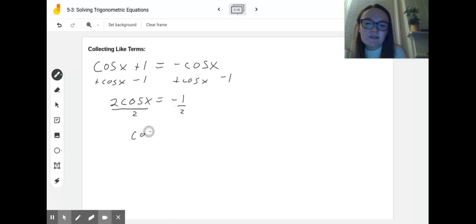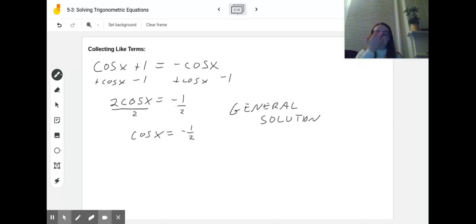So the question is, and unless I'm given an interval, it is assumed that this is going to be what's called a general solution. And the reason it's assumed is they didn't give me a specific interval that my answers are going to be on, so I'm going to assume it's general. All right, so the question is, when does cosine of x equal negative a half?